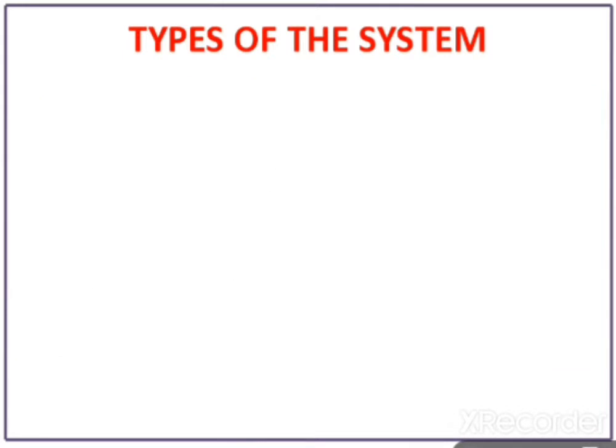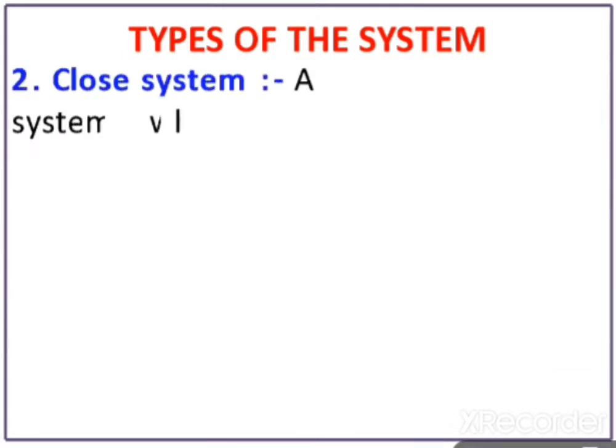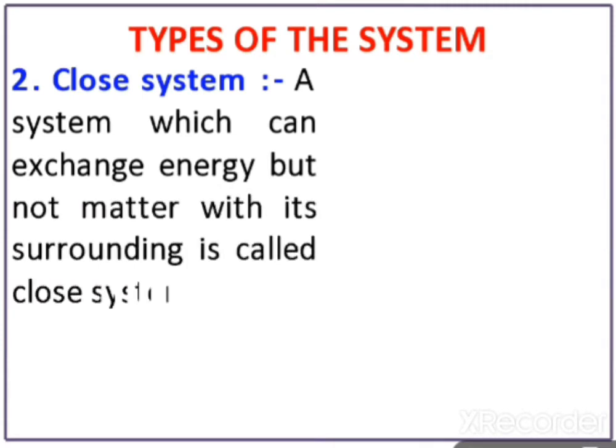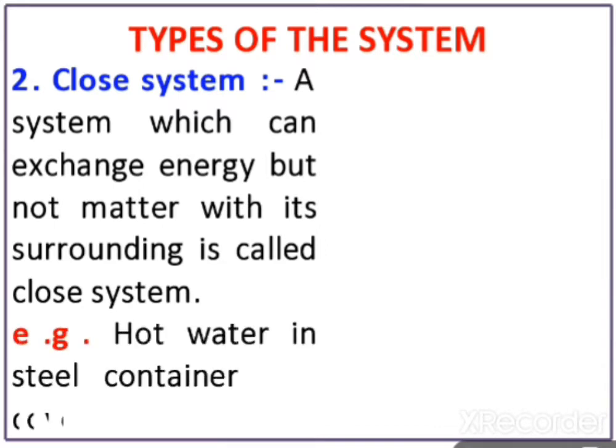Next one is the closed system. A closed system can exchange only energy but not matter. Okay, that is called a closed system. Example, hot water in a steel container covered with a lid.